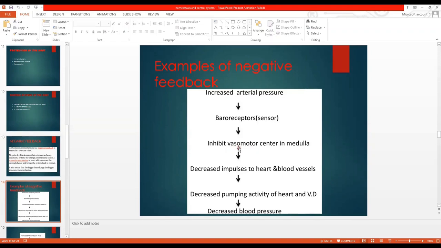When this vasomotor center is inhibited, it decreases the impulses to heart and blood vessel, which in turn decreases the pumping activity of the heart and causes vasodilatation. VD is vasodilatation. And due to this vasodilatation and decreased pumping activity of the heart, the blood pressure is restored to its normal value. So you can see initially there is an increase in the blood pressure, but the final result is decrease in the blood pressure. So it is negative feedback.